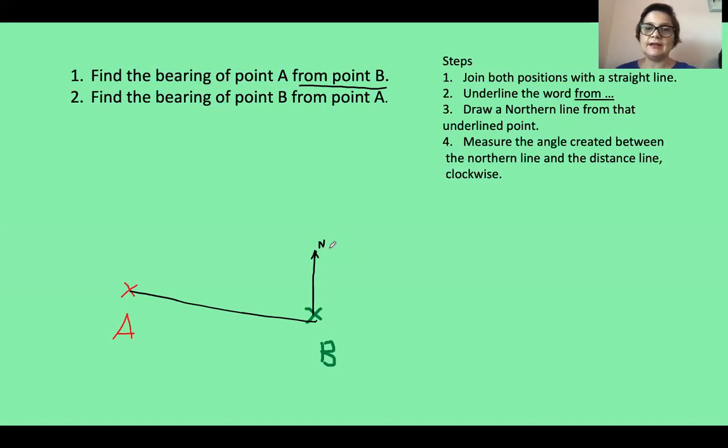Then the next bit would be to measure the angle that goes from the northern line to the distance line. So the distance line is the AB. And the bearing is going to be just this angle here, so clockwise, all right? So it's not this angle here, be careful, this is from the northern line to this distance line clockwise.